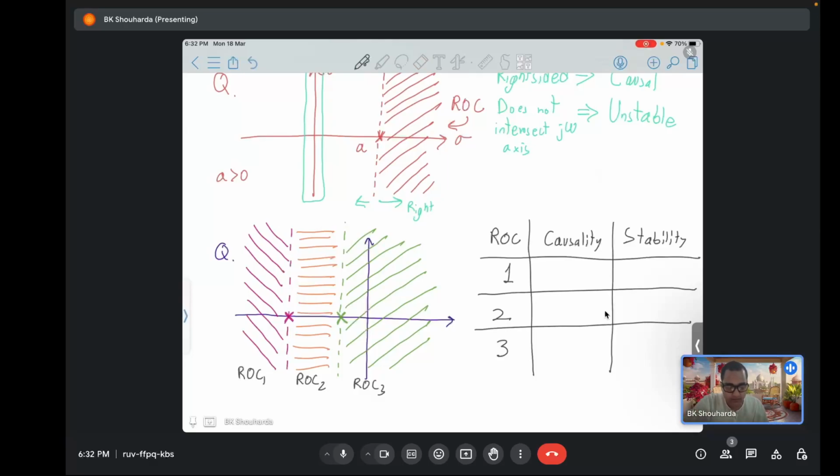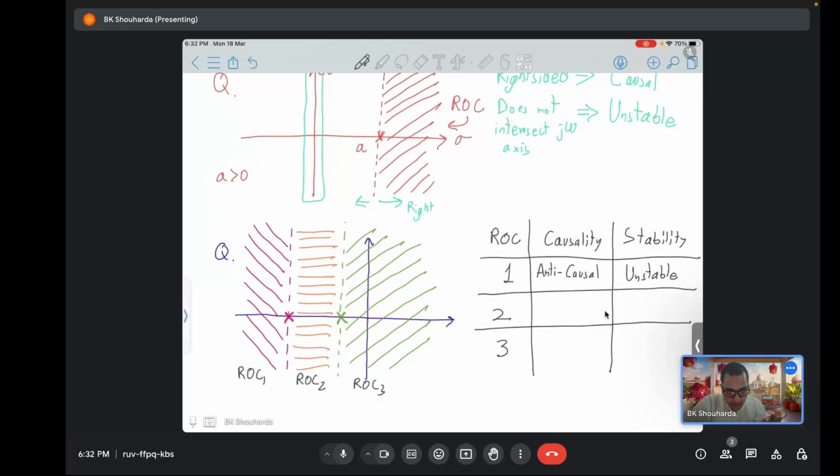So let's look at ROC1. Is ROC1 left-sided or right-sided or something else? It's clearly left-sided, and when the ROC is left-sided, the signal will also be left-sided, and when the signal is left-sided, it's supposed to be anti-causal. So 1 is anti-causal. And does ROC1 intersect the j omega axis? No, it doesn't intersect the j omega axis. So it will be unstable.